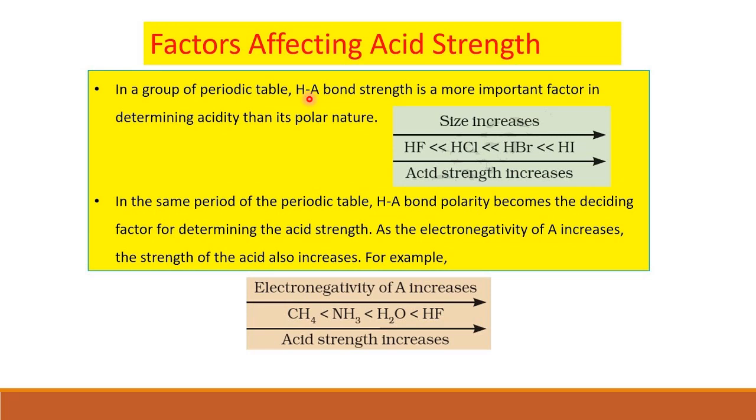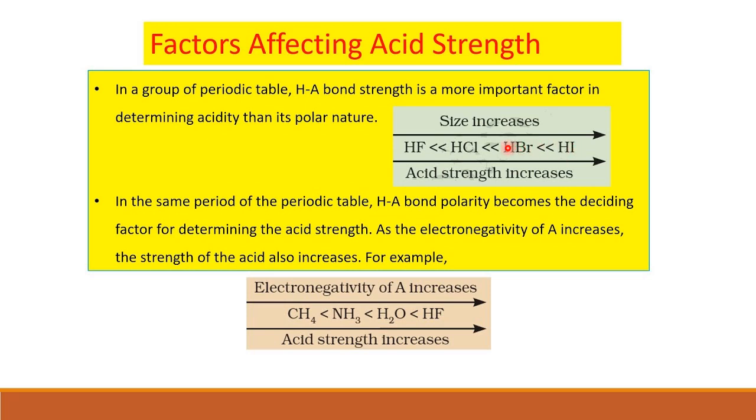So the strength of acid is determined on ground number 1. What is ground number 1? Bond strength of HA. See here HF, HCl, HBr, HI. Here I is larger in size. So when the HI is larger in size, the bond length is more. When the bond length is more, bond strength is less. So this HI will give H very easily.